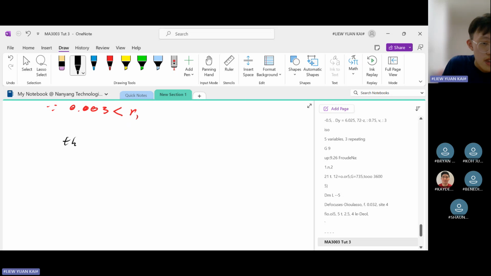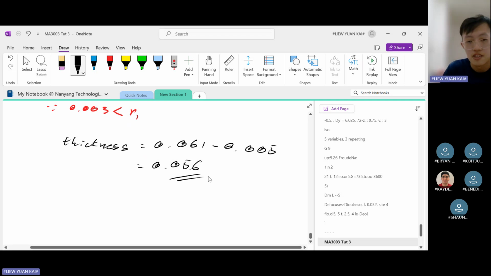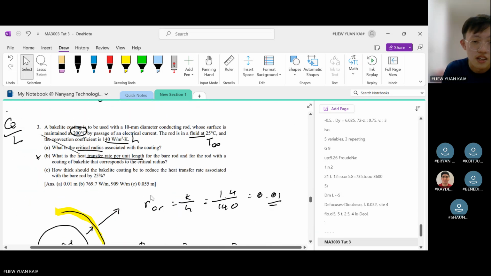Okay, so thickness is given by R2 minus R1, which is here. That's how you get an answer. Okay, so this is how you find the thickness. Let me check. Yeah, that's correct.